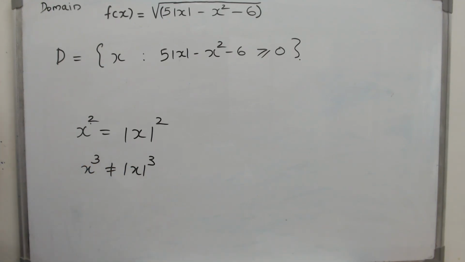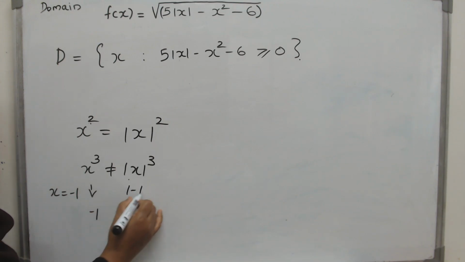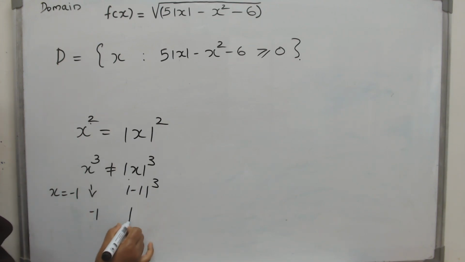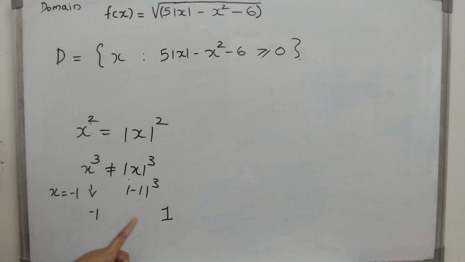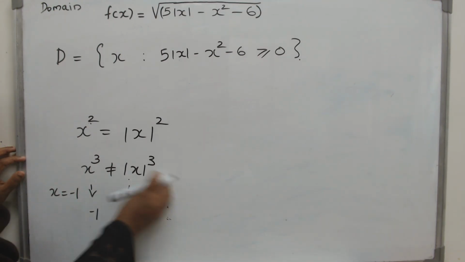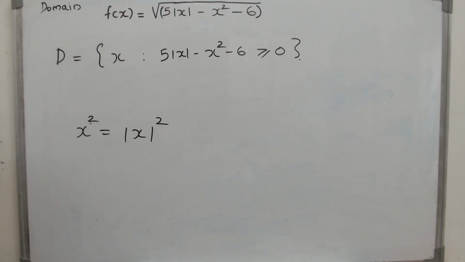Can you tell me an example why it is not true? Take x is equal to minus 1. Then x cube will be equal to what? Then this will be minus 1. But then modulus of minus 1 is what? It is actually 1. So 1 cube is going to be 1. Minus 1 and 1, of course, they are not equal. You're going to get two different answers. Again, it is not just for 3, it is for every odd exponent.